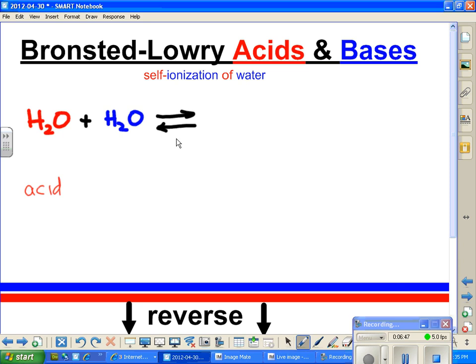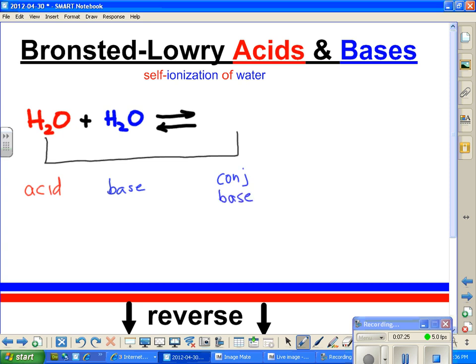The base here is called the base. The blue one, there we go. I'll get it out. So our blue water is the base, and our red water is the acid. And now the acid, I'm going to define acid now. Acid is a proton donor. And an acid, after it donates the proton, becomes the conjugate base.